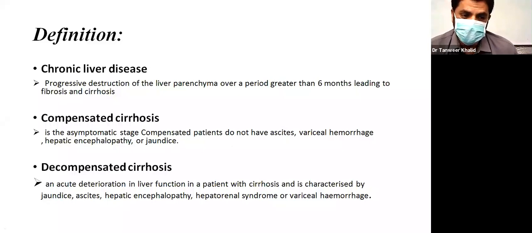Compensated cirrhosis is an asymptomatic stage in which the patient does not have ascites, variceal hemorrhage, hepatic encephalopathy, or jaundice. That means it is the early stage. Decompensated cirrhosis is an acute deterioration in liver function in a patient with cirrhosis, characterized by jaundice, ascites, hepatic encephalopathy, hepatorenal syndrome, or variceal hemorrhage.